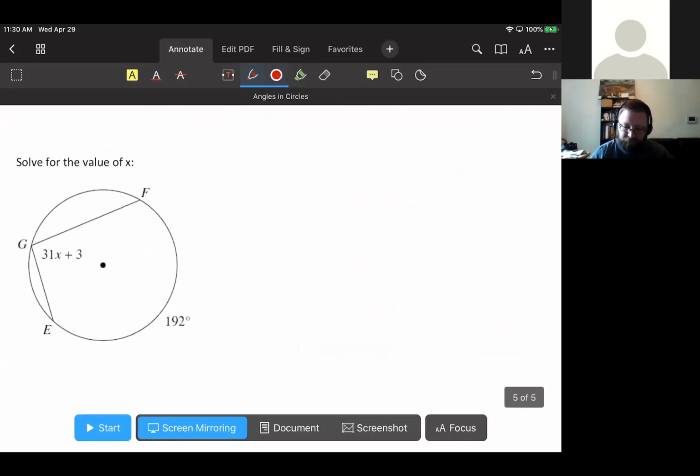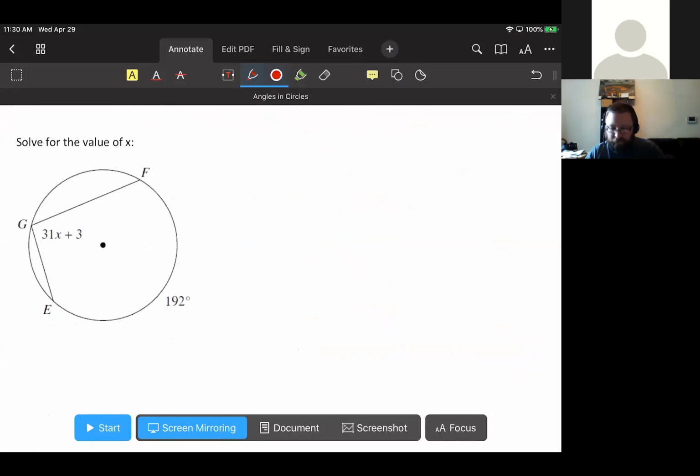Last example. Again, this is going to be harder than anything I'm going to ask you to do on today's assignment. I won't guarantee it won't come up later. So here we have an inscribed angle, which is 31x plus 3, intercepting a major arc of 192 degrees. Whether that arc is a major arc or a minor arc, it doesn't change the property. The measure of angle FGE is half the measure of the intercepted arc, which would be FE.